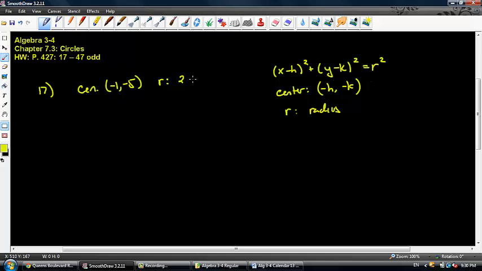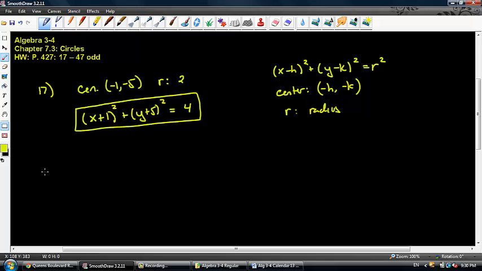So let's go ahead and put this circle into general form. Remember, opposite your intuition, so it's going to be x plus 1 quantity squared, right, because it's opposite of -1, plus y plus 5 quantity squared equals, well, r is 2, but remember I need an r squared here, so that's going to equal 4. And that's how you do the first one.